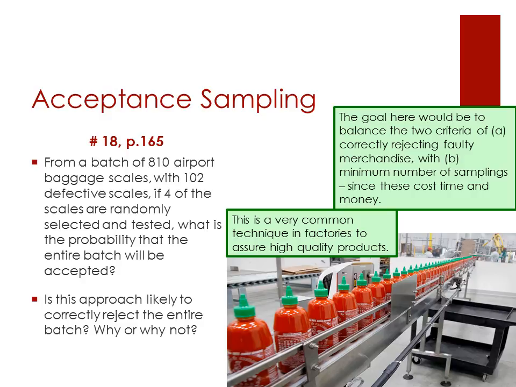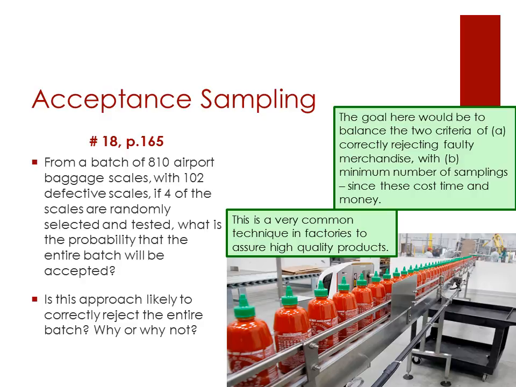So one, I want to correctly reject faulty merchandise. You don't want faulty merchandise going out. That really ruins your reputation as a provider. It's very expensive to pull all of that, provide new ones, ship them there. And especially, for example, if you're looking at food, then you have to have recalls of food, and that really damages the overall perception of the quality of the merchandise that you're selling. However, we also want to be able to do this with a minimum number of samplings. Each time I'm pulling a sample and testing it, keep in mind that is costing me time and money.